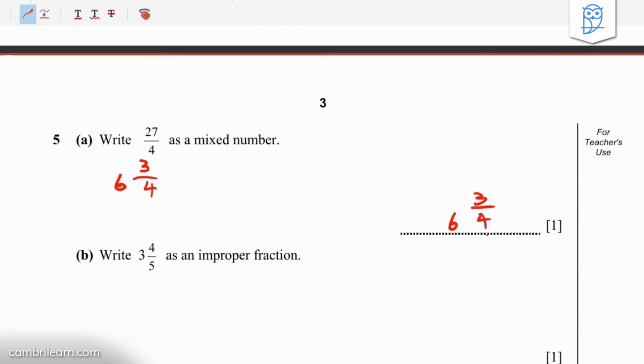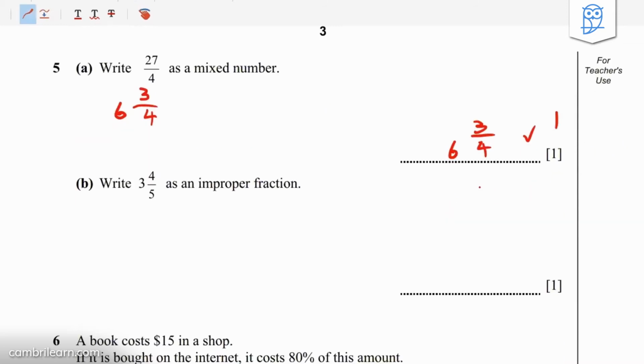Okay, and just very important to remember, a lot of people get confused between 6 times 3 over 4 and 6 3/4. These are not the same things, so just be very careful with that. Right, there we have it. Next one.